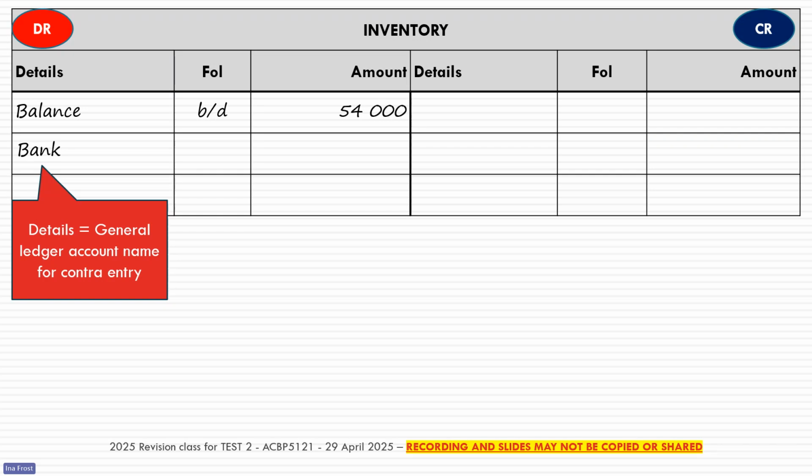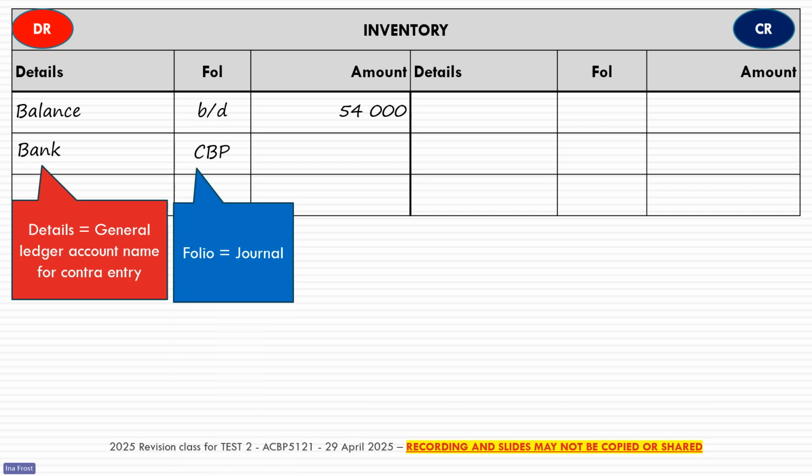Remember, in the general ledger, when I talk details, I'm looking for a general ledger account name, and I'm looking for the contra entry. In other words, tell me which general ledger account I will find the credit side of this entry. So your details must be a general ledger account name, and it must tell me where the other side is. The other side of this entry is sitting in the bank, because it was a cash purchase. Then, as Salama said, please don't forget these folios.